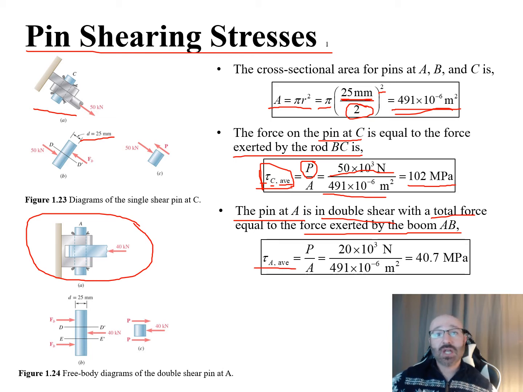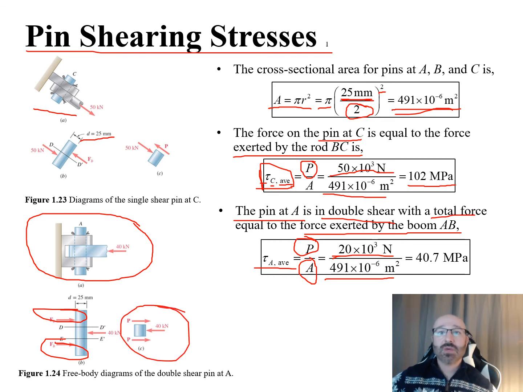So our tau average at A, again, pay attention to our indices here. Our shear stress at A average is going to be equal to our load over our cross-sectional area there. So we go through, plug in our load right here. Our load is going to be P because it's both those loads right there. So we have 20 times 10 to the third newtons divided by that same cross-sectional area. The area of the pin does not change at all. So we end up with our shear stress at the pin at point A equal to 40.7 megapascals.